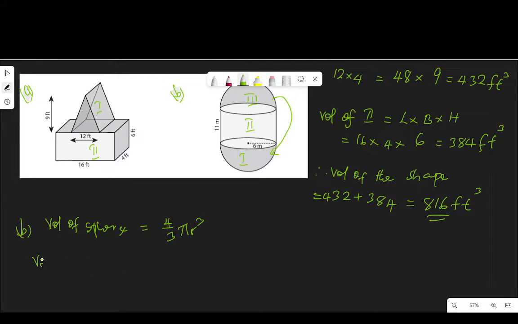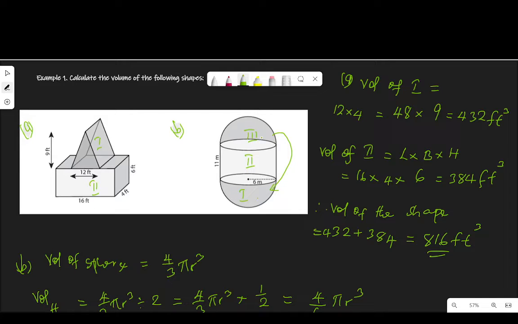Therefore, volume of hemisphere, let me call it volume subscript h, will be 4/3 pi r cubed divided by 2, which is 4/3 pi r cubed multiplied by 1/2. 4 times 1 is 4, 3 times 2 is 6, so 4/6 pi r cubed is the volume of the hemisphere. So I have two of the hemisphere here, the one here and the one here.